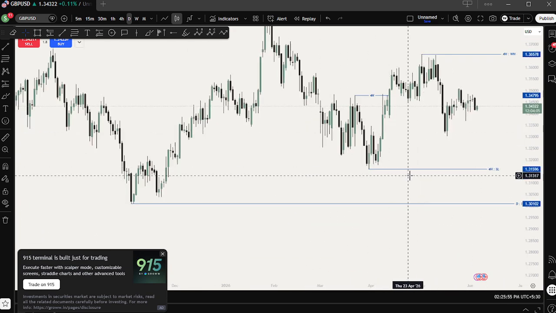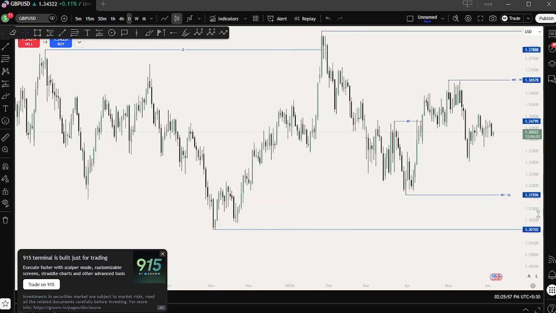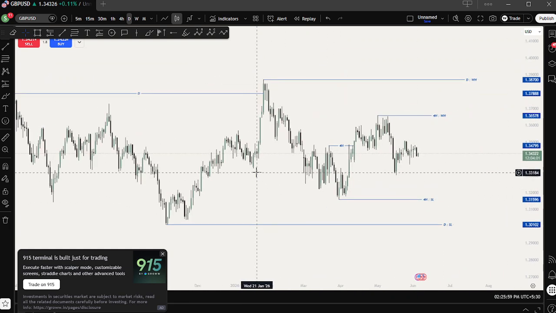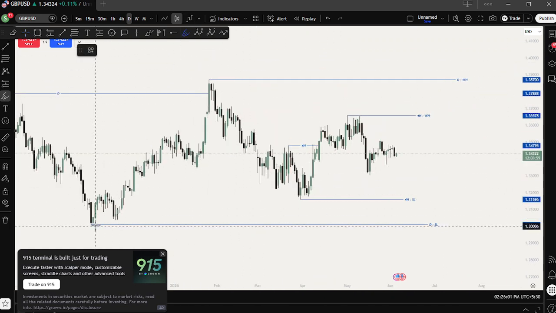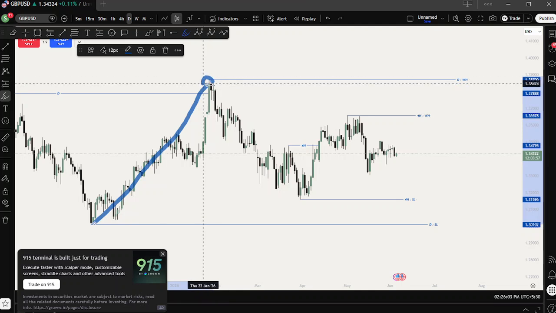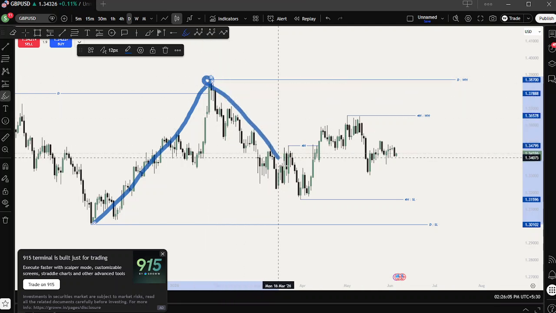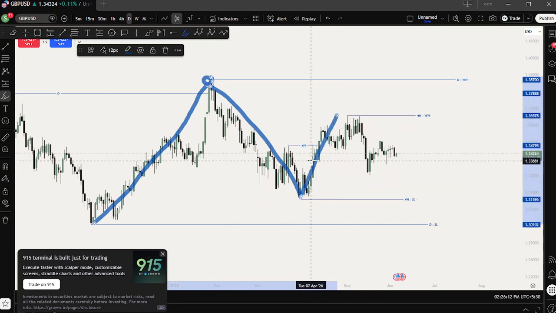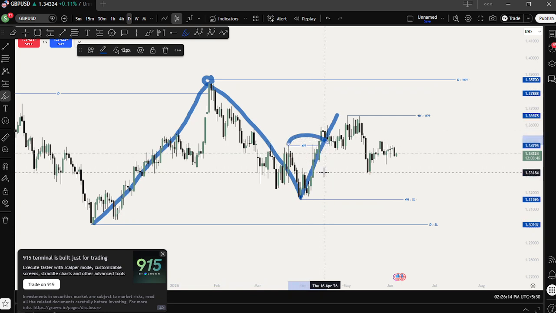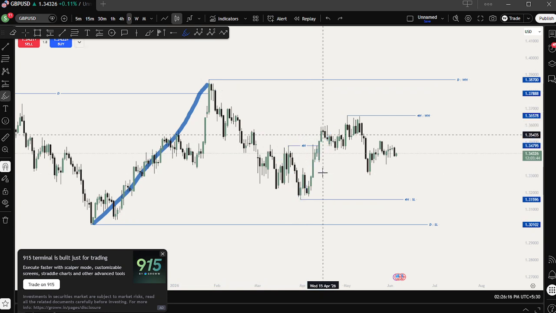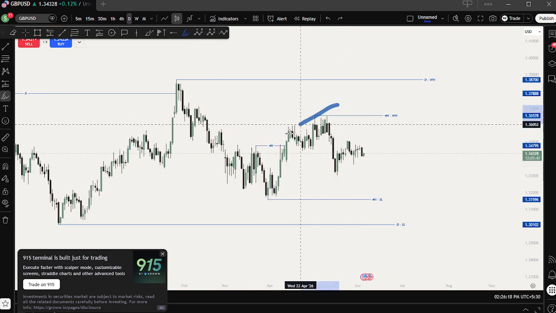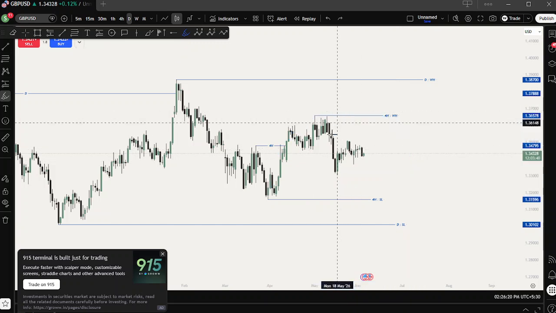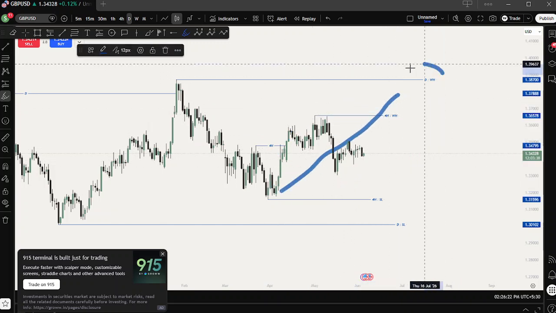Alright, okay. Now what do you think? So we had this 4-hour breakout structure already at this moment. Then we had this pullback until this point. We had that continuation confirmation after this breakout structure. So now that we are in our daily continuation, we are expecting this to break this daily weak high.